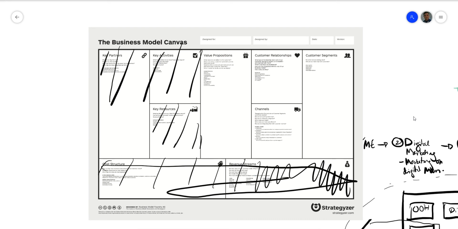Instead, we will be focusing our discussion on channels and customer segment. These would be the core focus, and a dab of value proposition tied to channel, tied to customer segment.